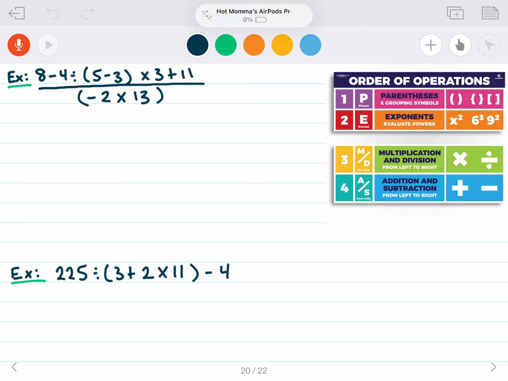All right, let's do an example here. So grouping symbols, we want to just keep the top and the bottom separate until the very end. So the top, if I do what's in parentheses first, I get 8 minus 4 divided by, 5 minus 3 is going to be 2, times 3 plus 11. And then on the bottom, I can do this. Negative 2 times 13 is negative 26.